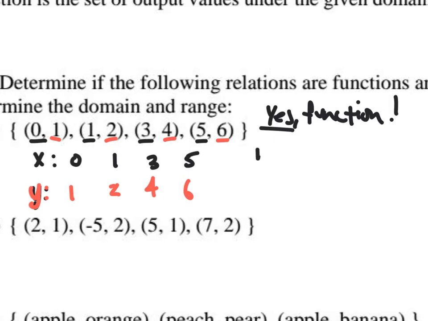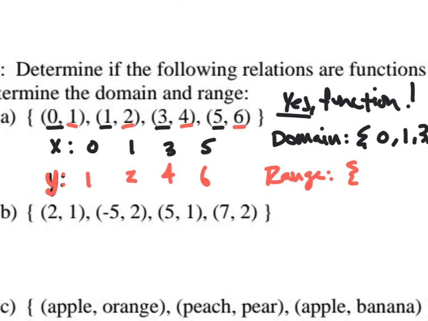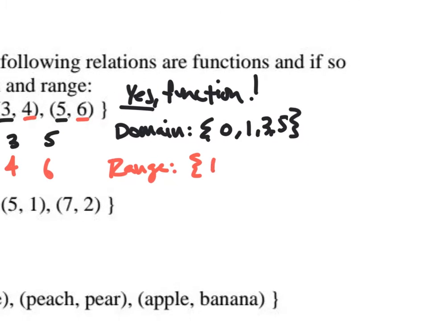Now I want to write out my domain. I'm going to put a bracket and write the specific numbers we have: 0, 1, 3, and 5. My range, my y values, I'll write the same way, with a bracket: 1, 2, 4, and 6. And that's all I'm doing.